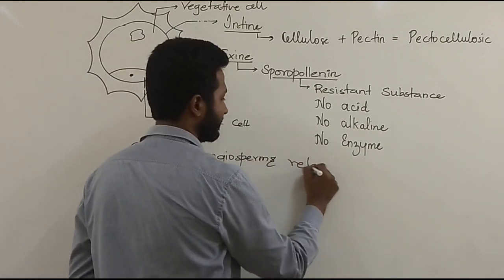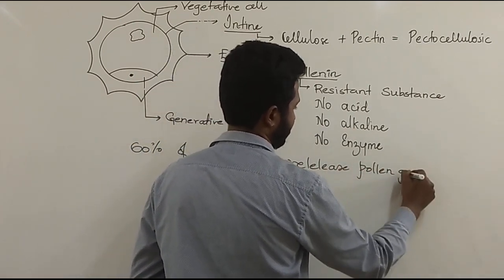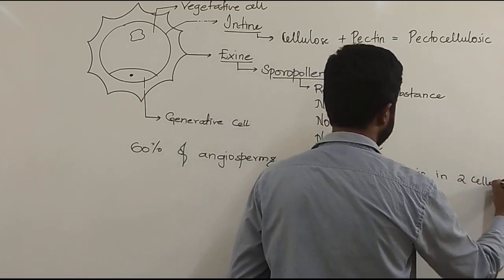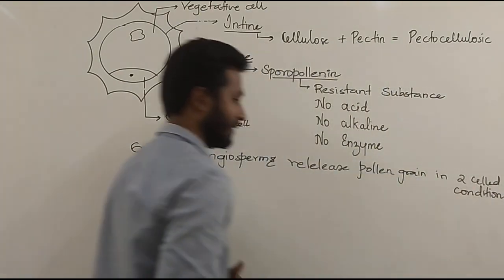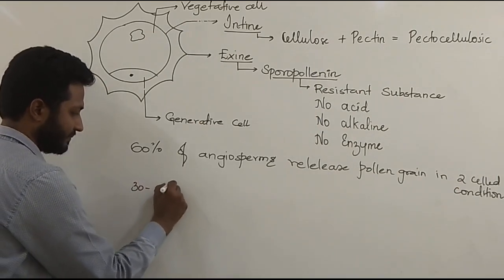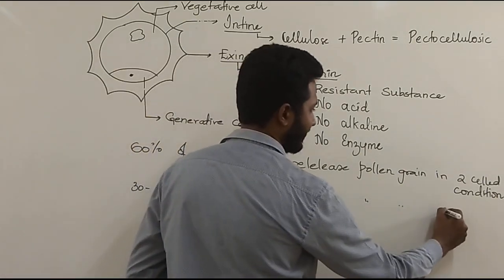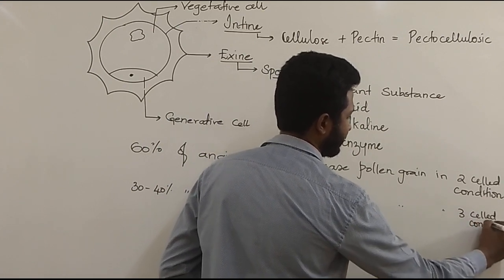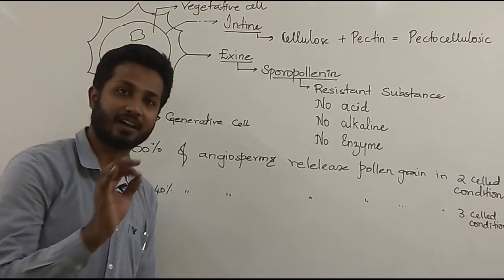release pollen grain in two-celled condition. Whereas 30 to 40% of angiosperms release pollen grain in three-celled condition. Two-celled and three-celled conditions are being observed.